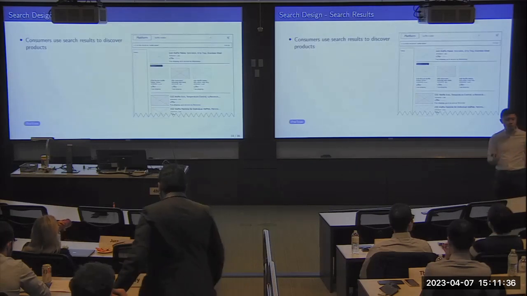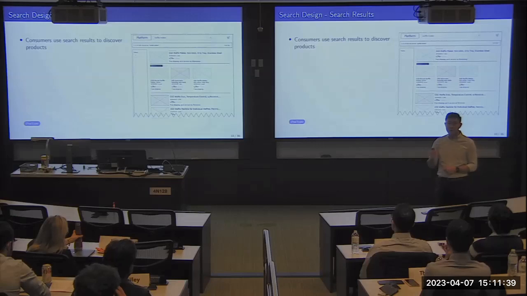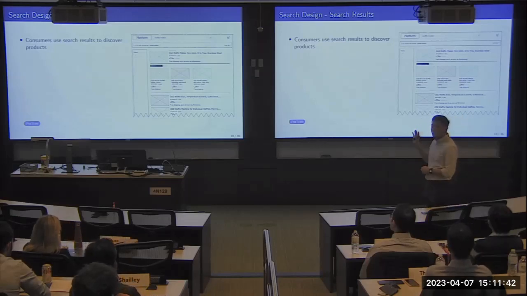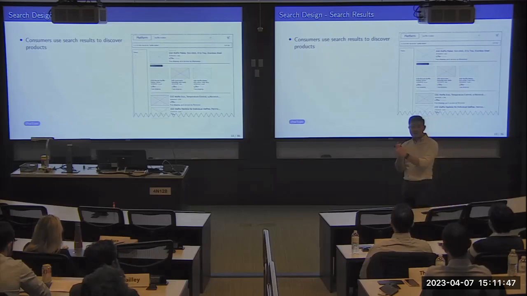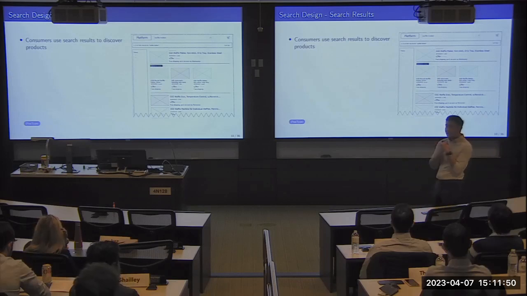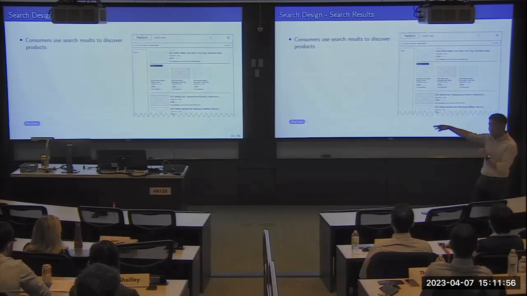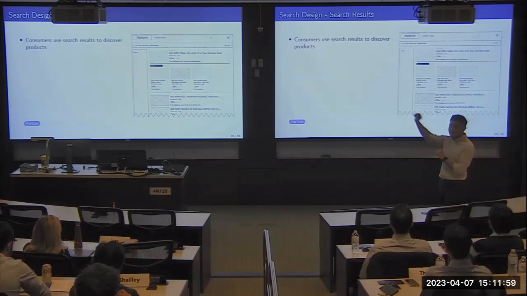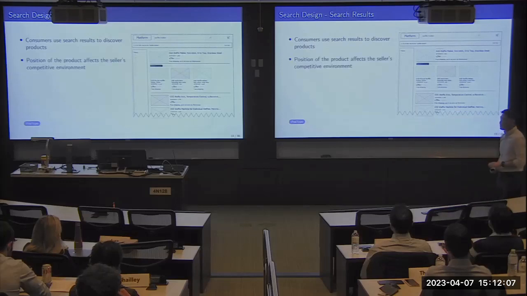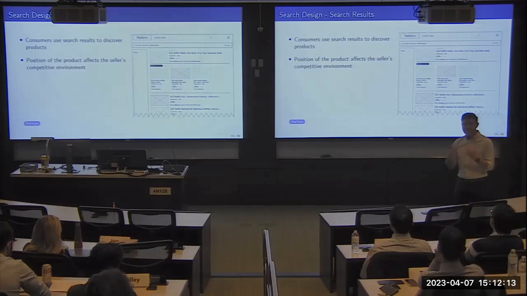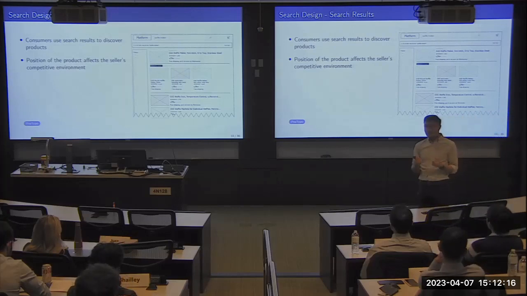So we're going to be thinking about consumers that use the search results to discover products. On the right is something a consumer might see at the beginning of their search process. They know they want a waffle maker. They enter waffle maker on the platform, and they're already immediately provided with a bunch of information. Images of the products, price, word salad of description of what the product is, shipping, etc., star rating, a ton of stuff. So I'm going to claim here that the position of the products affects the seller's competitive environment. This makes sense. Exactly how would this work?